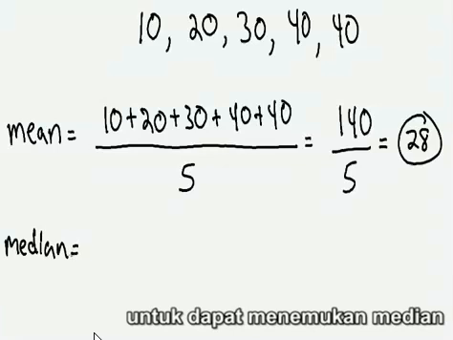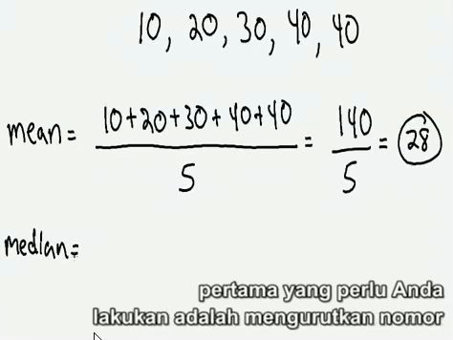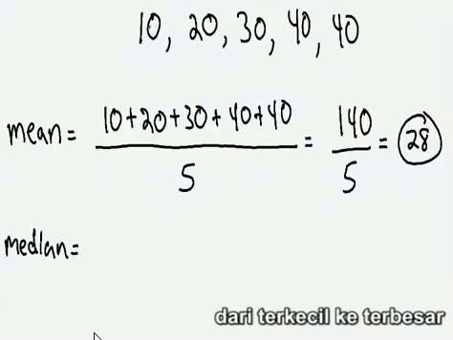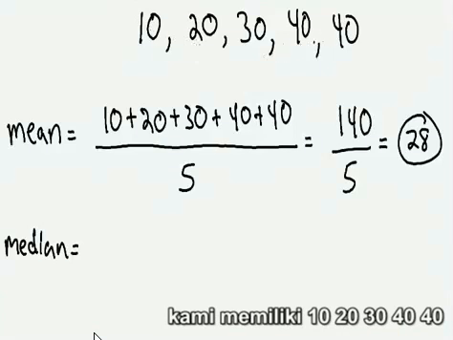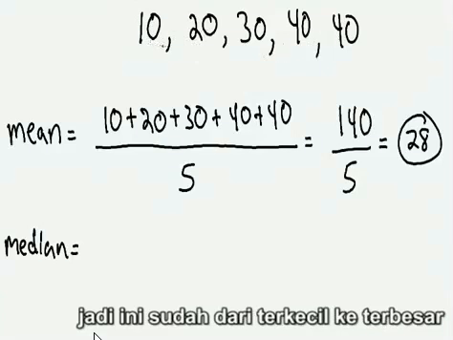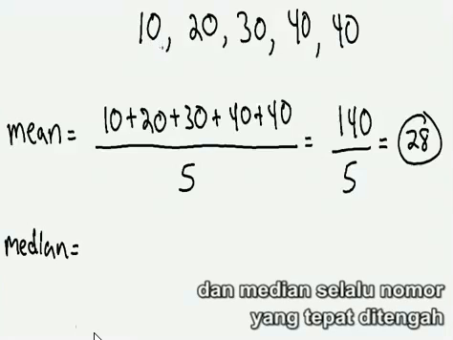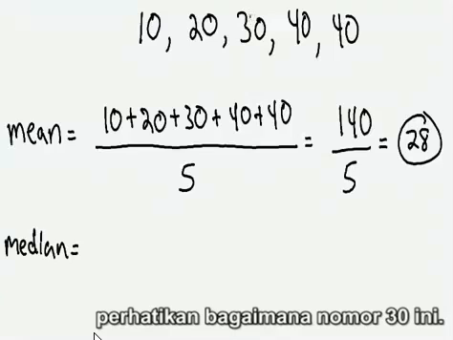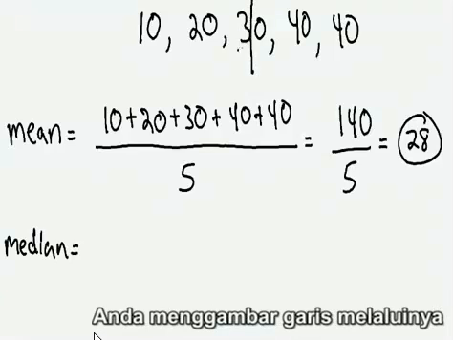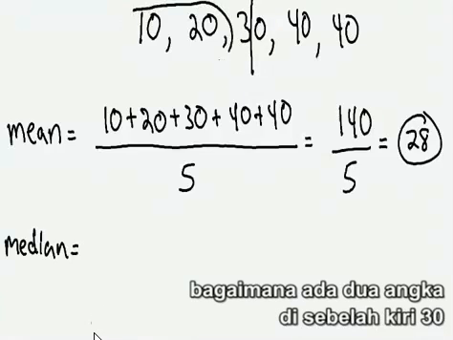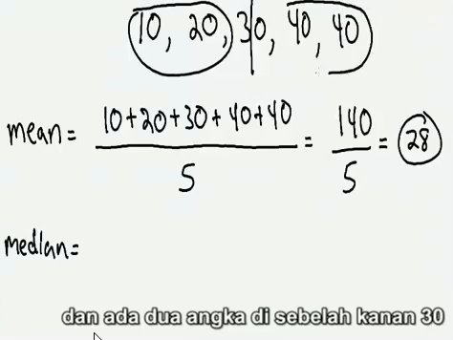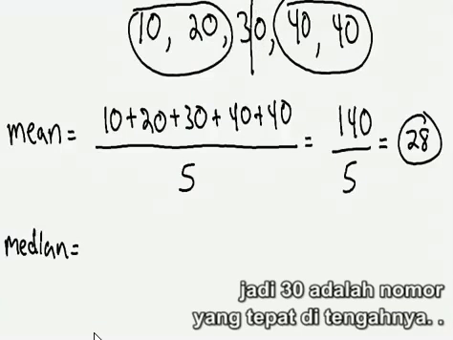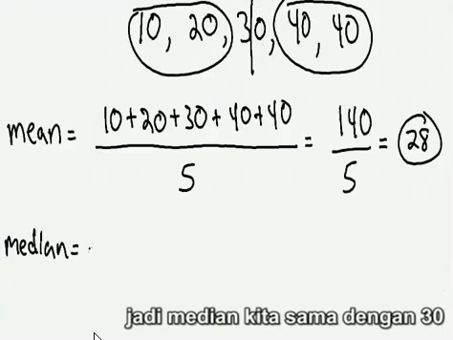The median can be found. First, what you need to do is order the numbers from smallest to largest, and this is already done. We have 10, 20, 30, 40, and 40. So they're already from smallest to largest, and the median is always the number that's right in the middle. Notice how this number 30, we draw a line through it, how there's two numbers to the left of 30, and there's two numbers to the right of 30. So 30 is the number that's exactly in the middle. So our median is equal to 30.